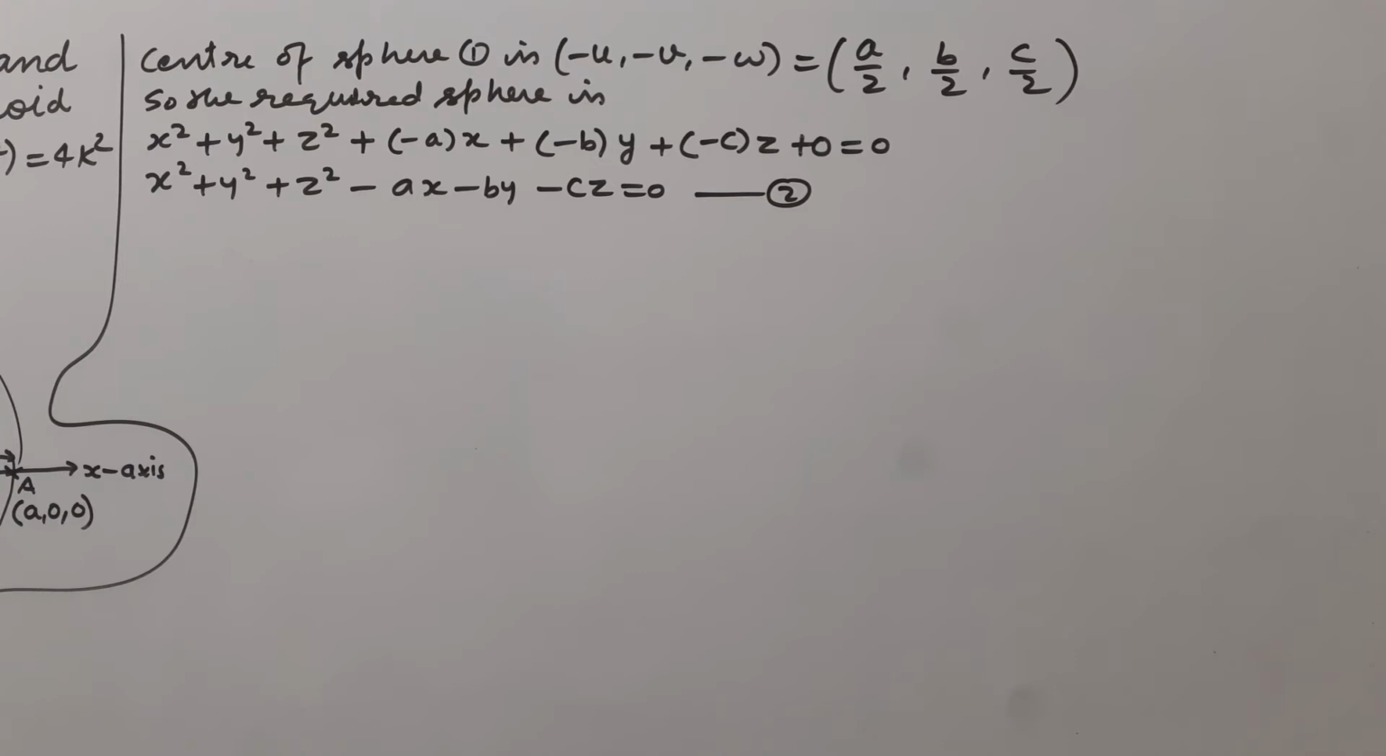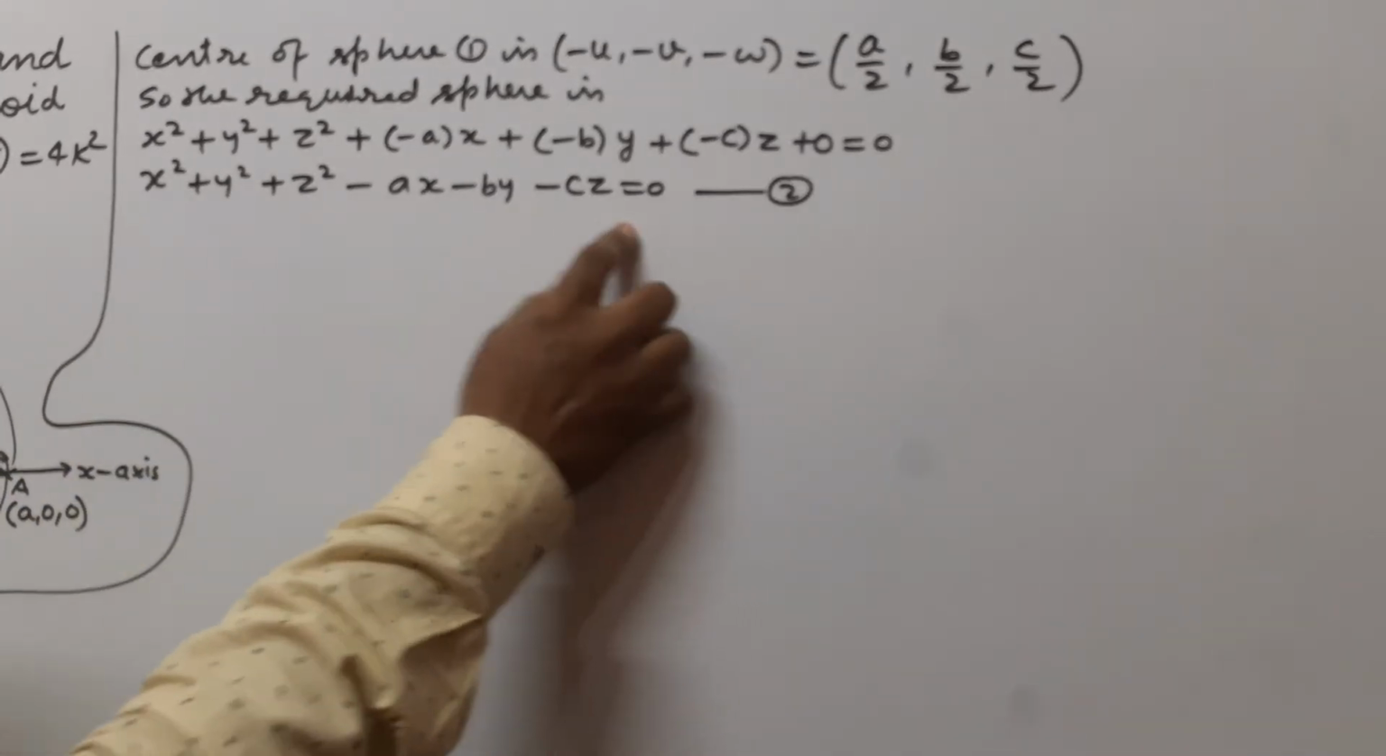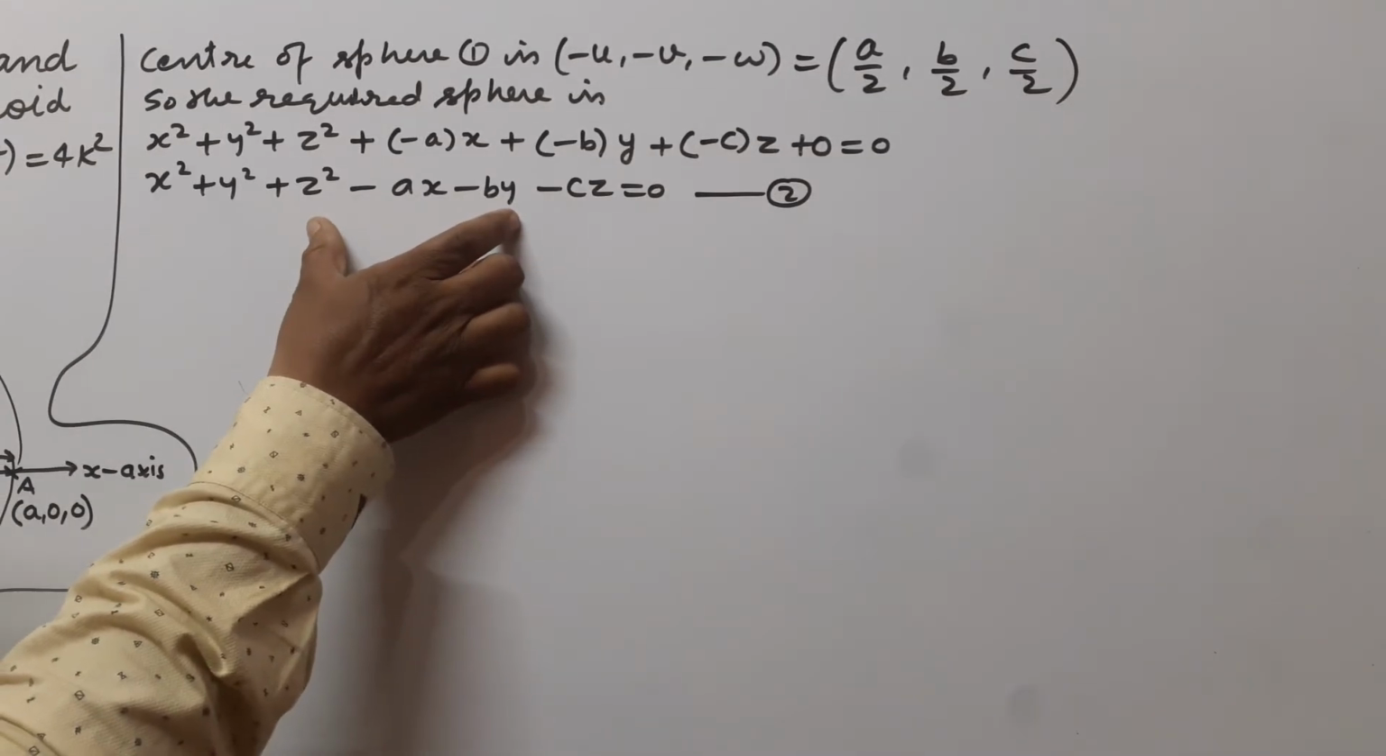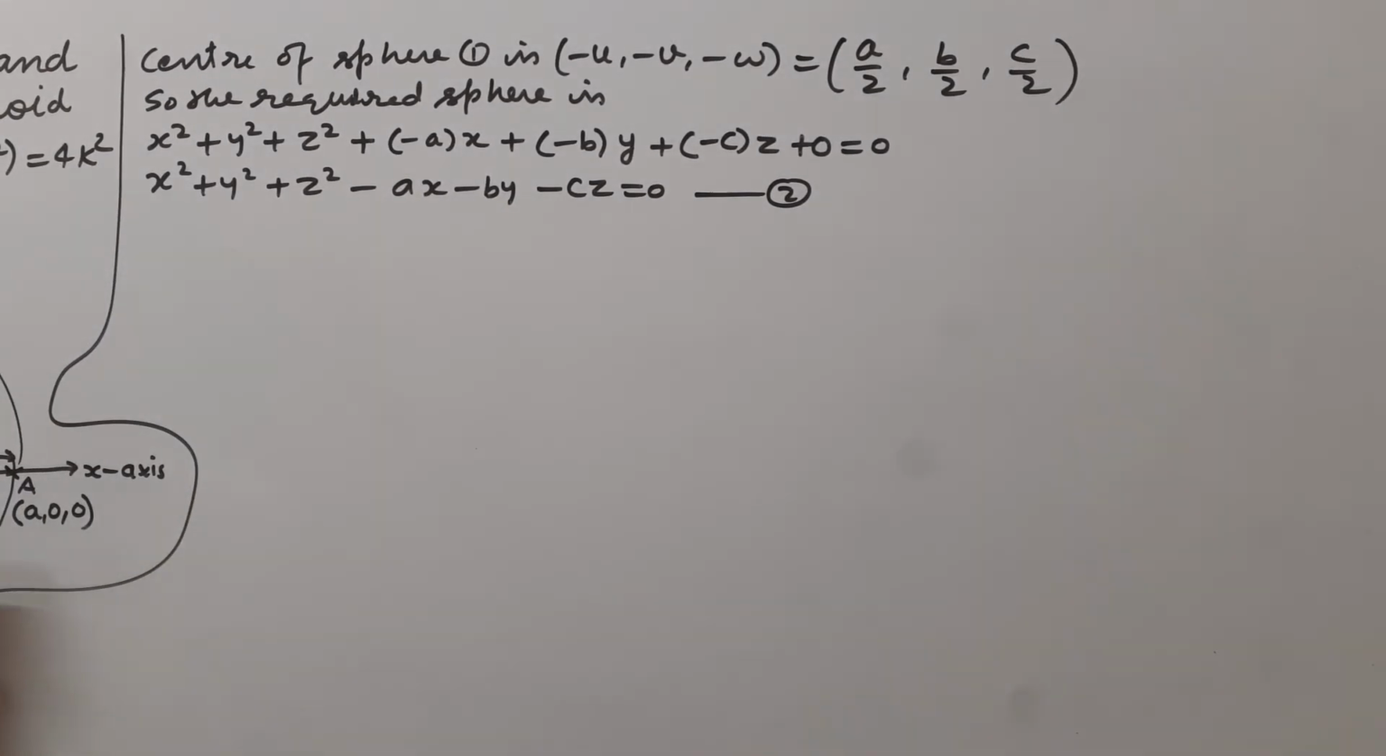This equation second is the equation of a sphere which is passing through the origin and meets the axes at A, B, C. This is the equation of the sphere which is passing through the origin and meets the x-axis at point A, y-axis at point B and z-axis at point C. Now we have to prove the centroid of the triangle ABC. Suppose that this is the triangle ABC.